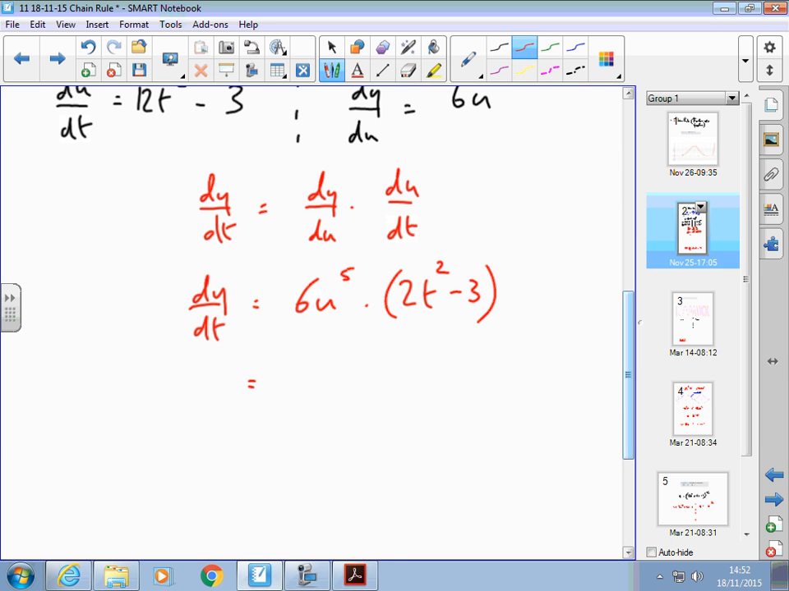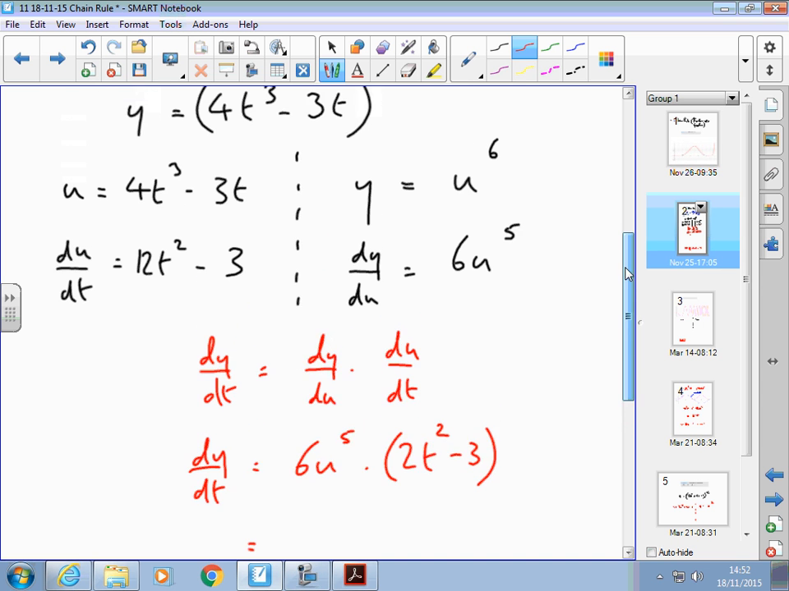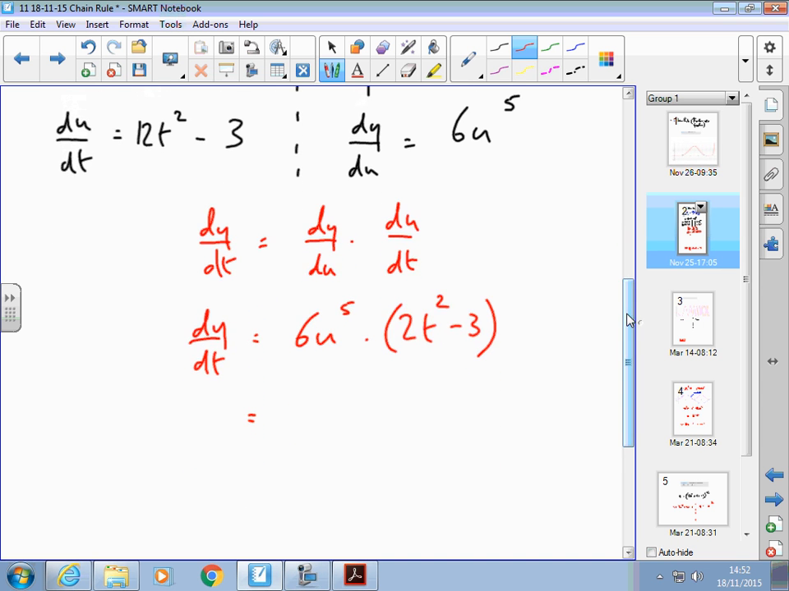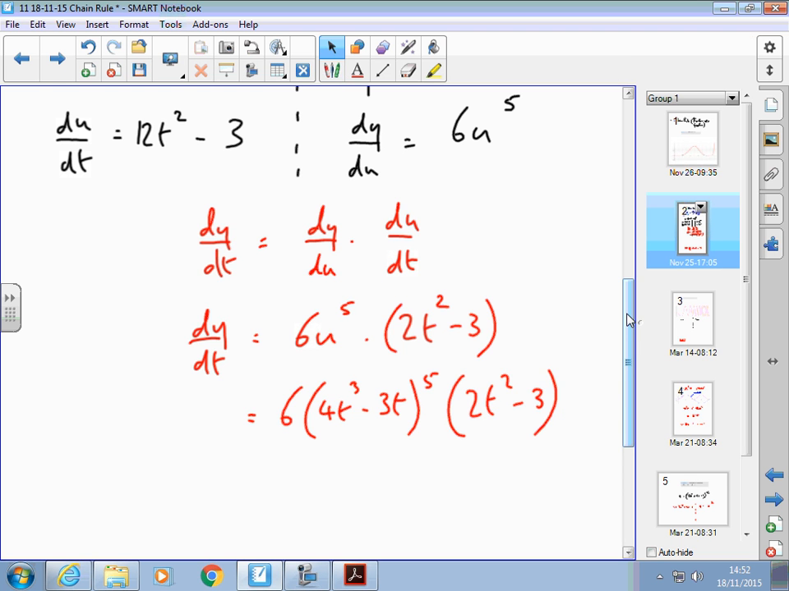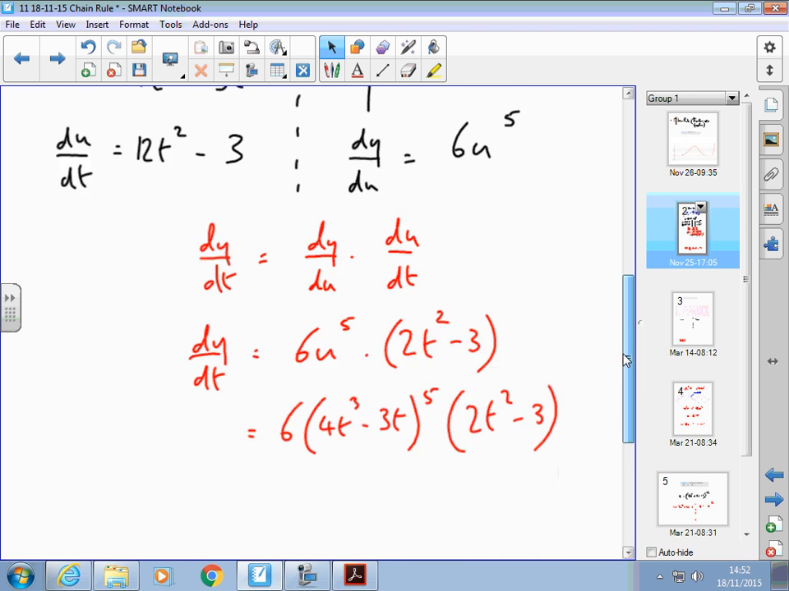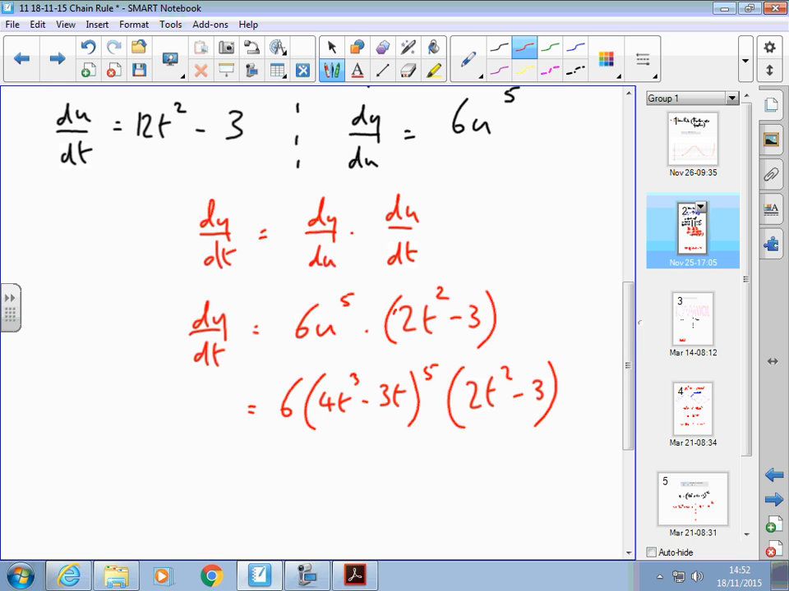Finally, I'll replace u with what I said u was in the first place. What is u? It's 4t cubed minus 3t. So finally, 6 times (4t cubed minus 3t) to the power 5 times (12t squared minus 3) is the final answer. Oh, 12, yeah. Thank you for pointing out that, Jack. 12 there, 12 there.